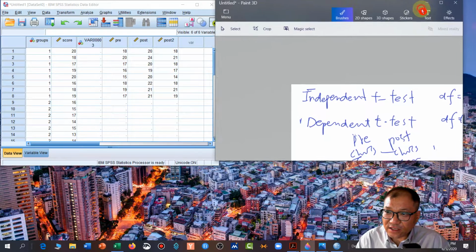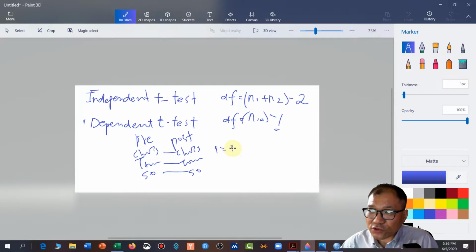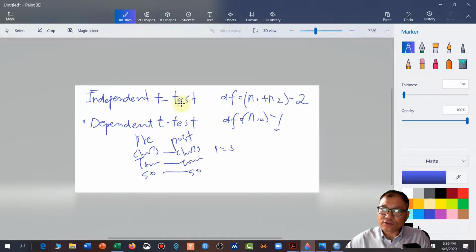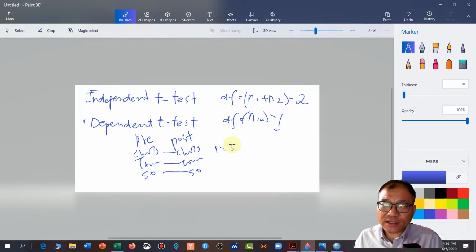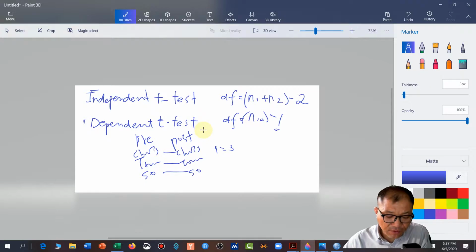So we have three paired scores, so n equals 3. Okay, sorry, that was my mistake. So we have 3 paired scores. Degrees of freedom for dependent t-test is 3 minus 1, because they are the same group. Here we have two different groups. So 3 minus 1 equals 2. I just want to correct degrees of freedom for dependent t-test.